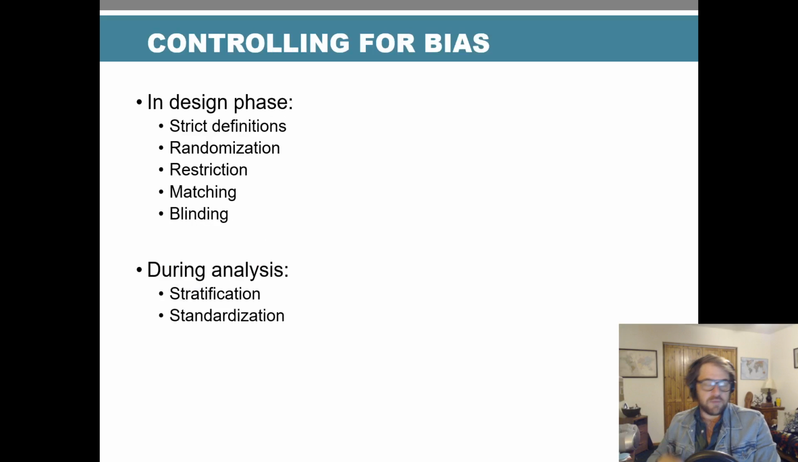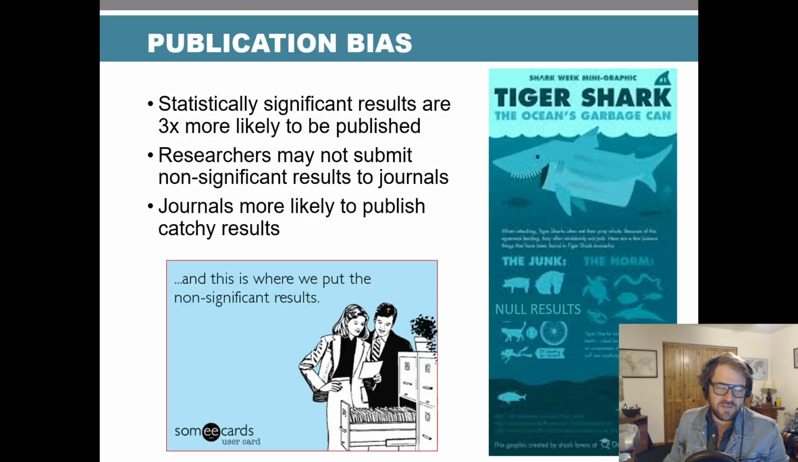Which comes next? Okay. A way that we can control for... let me go forward. We're going to talk about publication bias, and then I'll go back. Publication bias is a bias where journals like to publish statistically significant results.